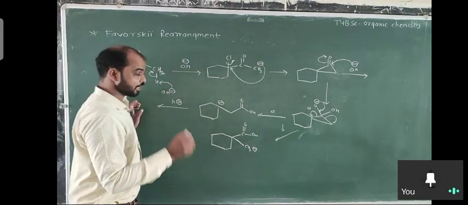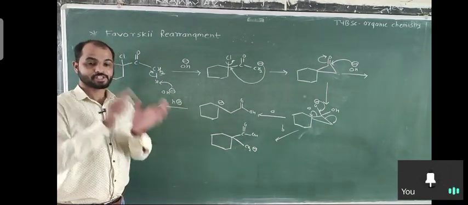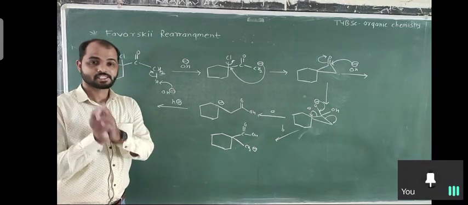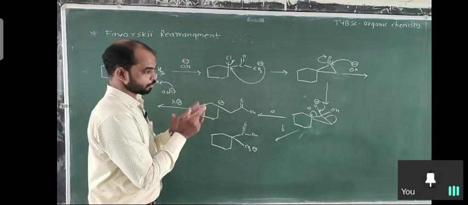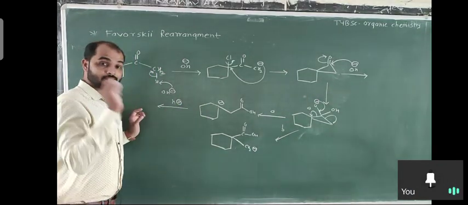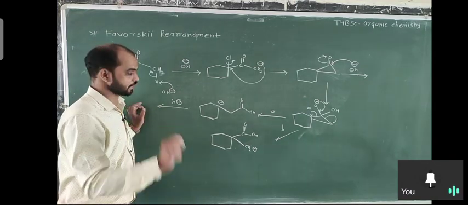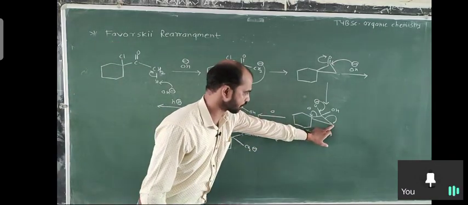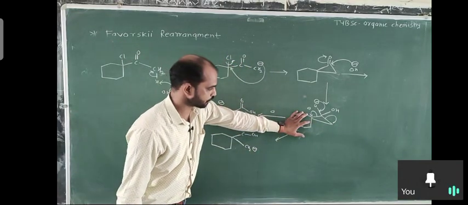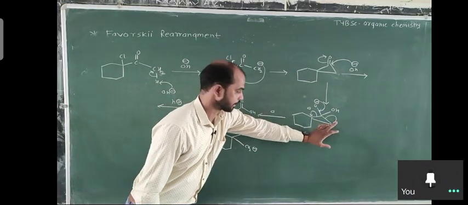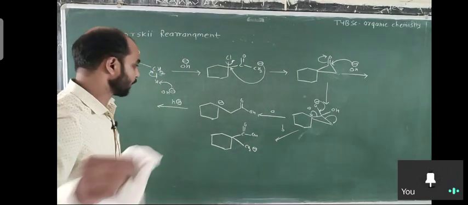That's why if an unsymmetrical ketone is there, at that time open the ring on the side where the fewer substituents are present. So in a cyclopropanone ring, open the ring at the side where fewer substituents are present. So here, if you see, there is no substituent, but here these two bonds are considered as two substituents. So here two substituents, here no substituent. Less substituent. So that's why the B route is more convenient, the B route is more stable.